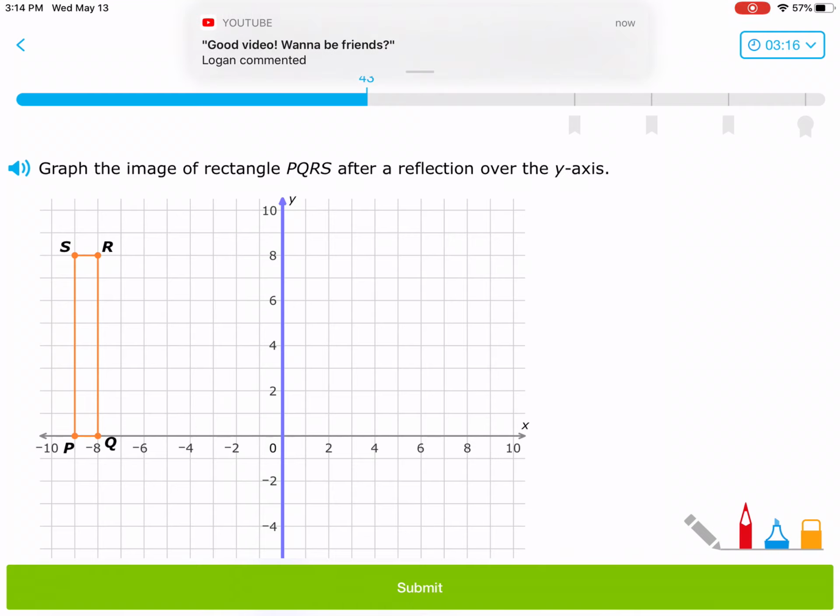That's all for rigid transformations. We looked at rotations, translations, and reflections.